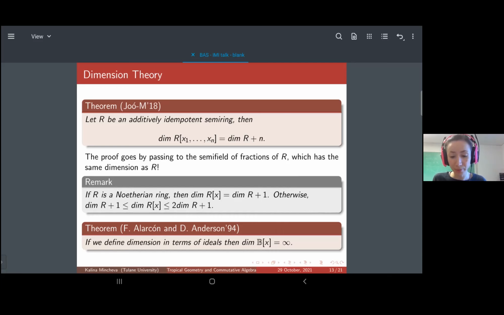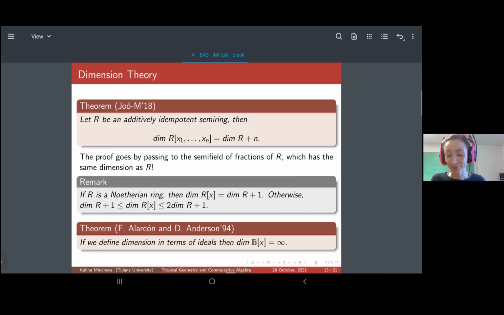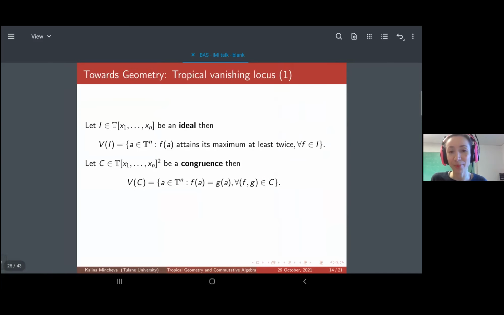So I'm going to make a little bit of a turn here and talk about points of tropical varieties. And we'll see how we're going to connect this to dimension, more local things and others.